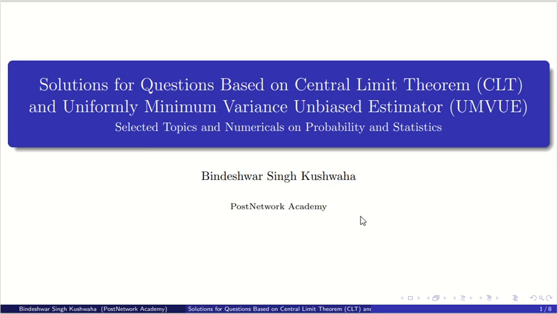Today we are diving into two fundamental concepts in probability and statistics, and I have just chosen these two concepts randomly, and we will solve two numericals also. So the first topic is Central Limit Theorem and Uniformly Minimum Variance Unbiased Estimator. If you are studying probability, statistics or data science, these concepts are a must know. So let's get started.